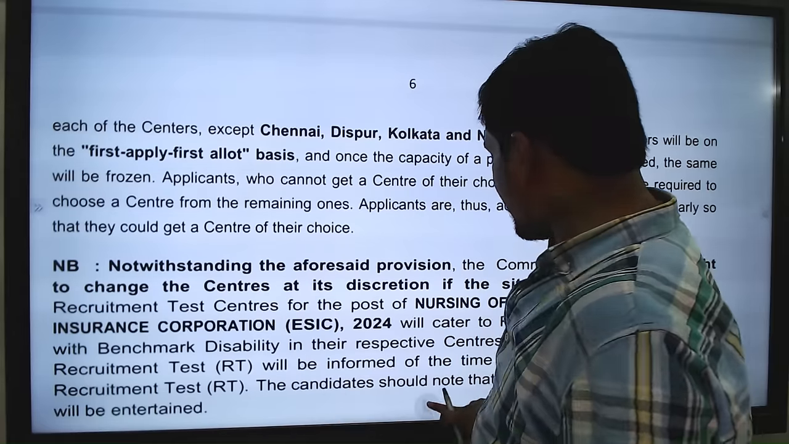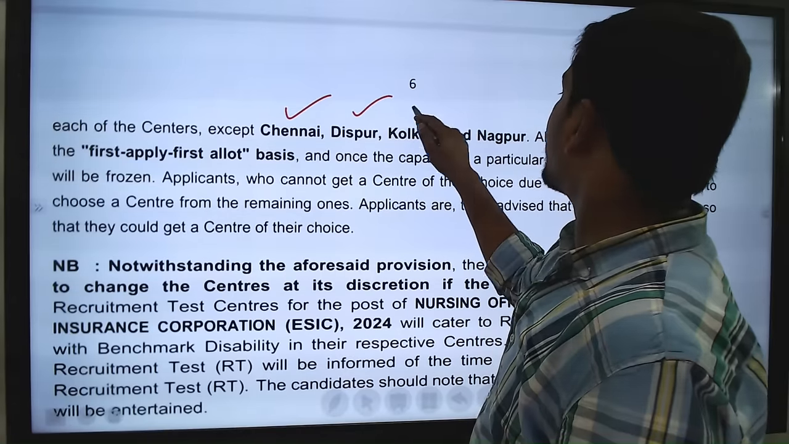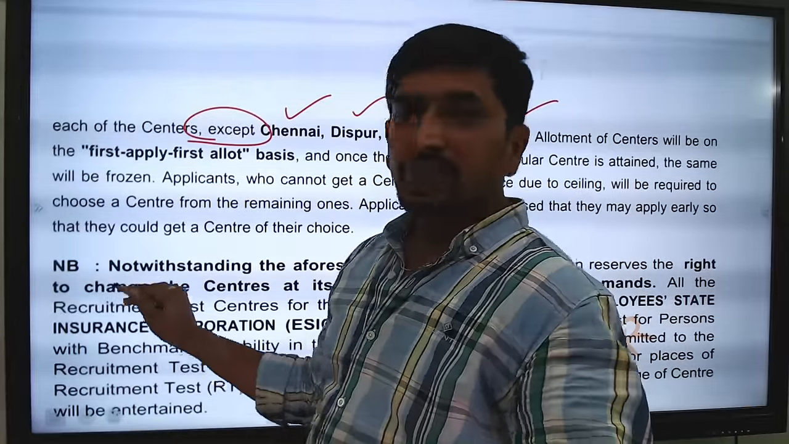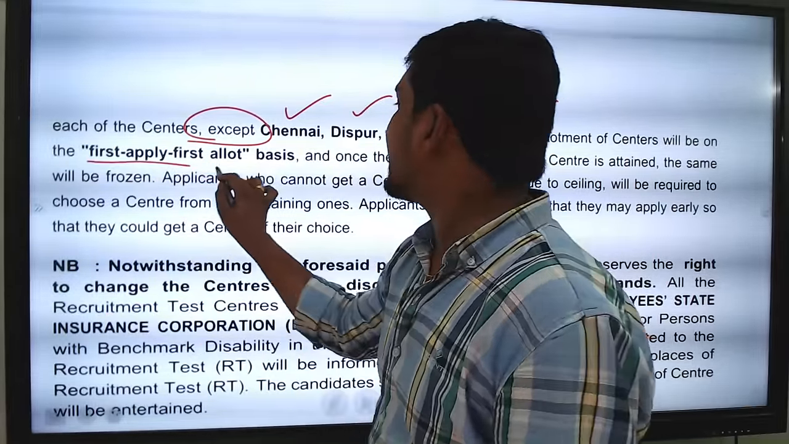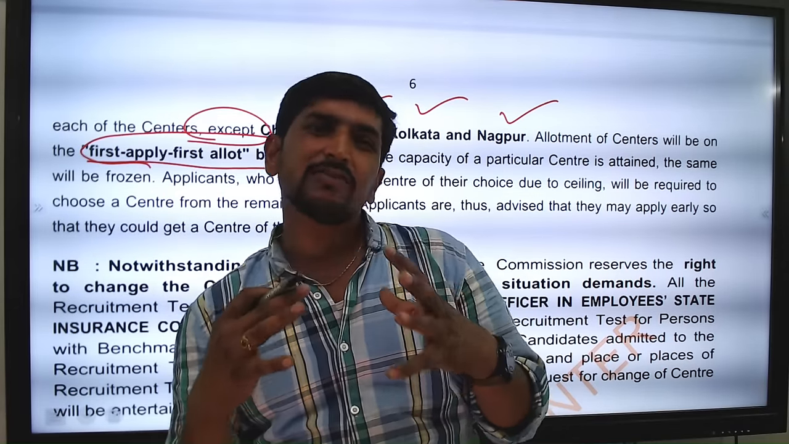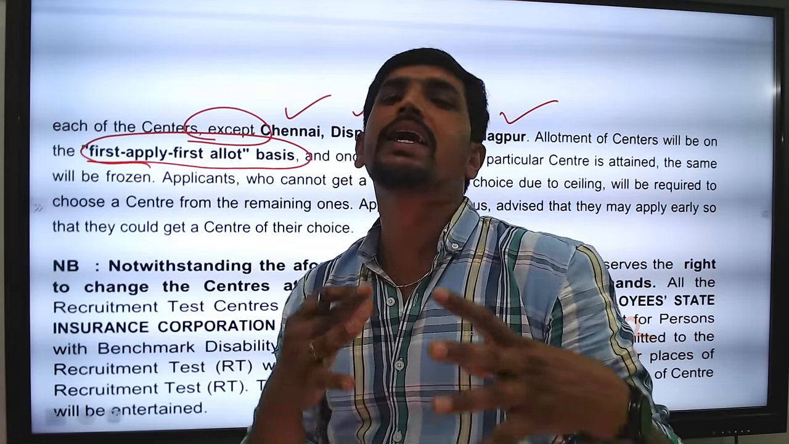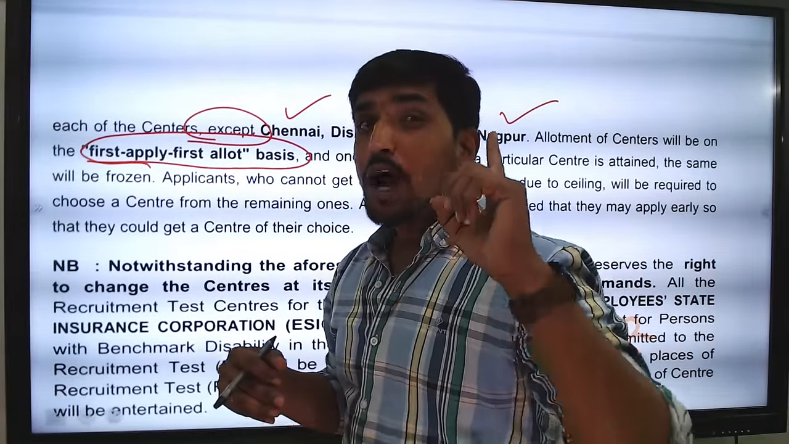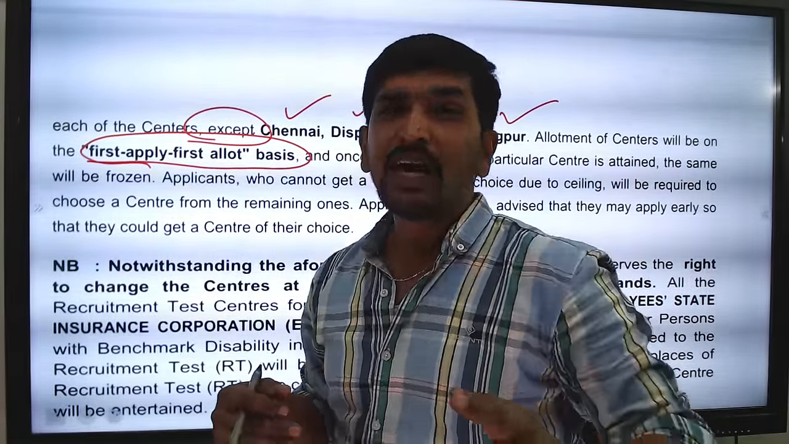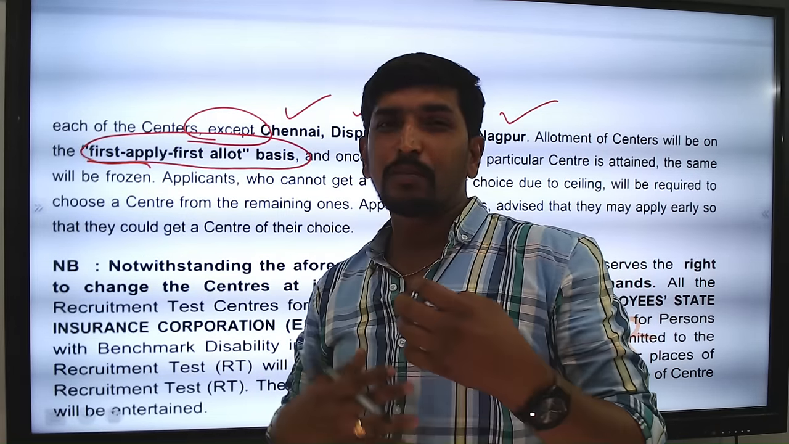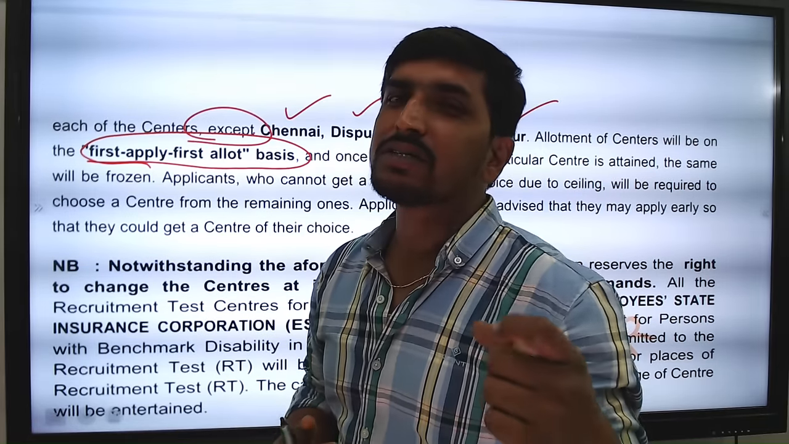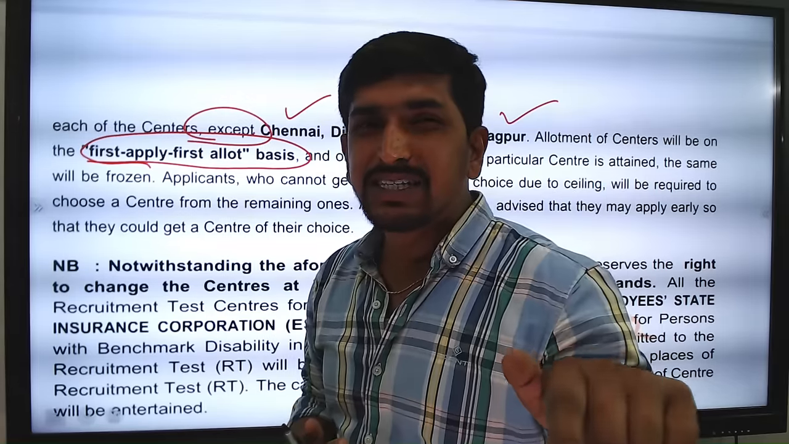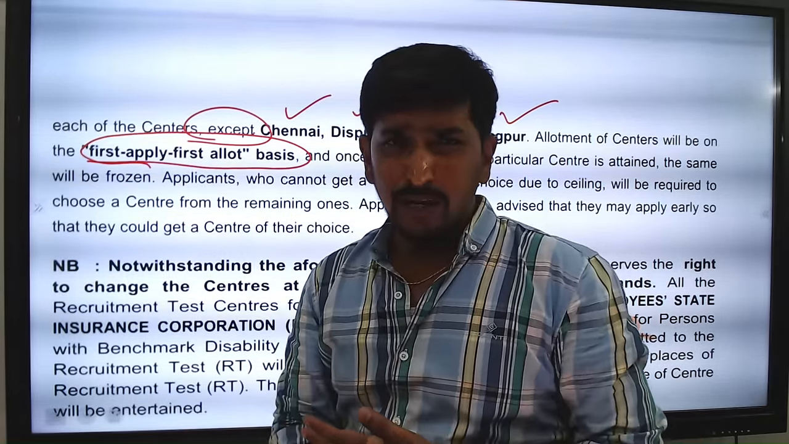One important point you should note down here. Examination centers, except Chennai, Bispur, Kolkata and Nagpur, all other centers will be allotted on a first-application, first-allotted basis. So if you apply quickly, you will be allotted your nearest center. So hurry up to apply for the post immediately, log on, register and submit your details. According to your application number, your center will be confirmed. If you wish to write the exam nearest to your residence, apply quickly.